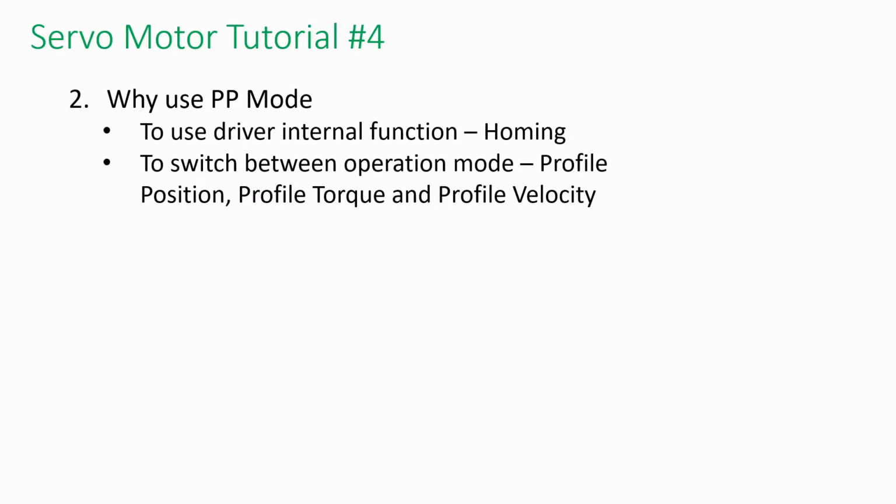Why do we use the PP mode rather than the CSP mode? There are two main reasons. The first reason is to use the driver's internal function, such as the homing function. The next reason is to switch between operation modes, for example, the torque mode and the velocity mode.